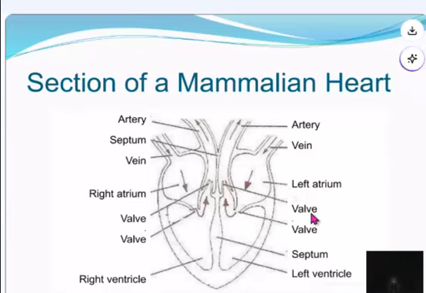This is the left atrium. This is the valve. Septum, this is the line that separates them, the left ventricle and the right ventricle. Right atrium, and these are valves too. If you notice very well, the vein arrow is pointed down, and that of the artery is pointed up. The details will be discussed as we proceed, and I will probably come back to this section.